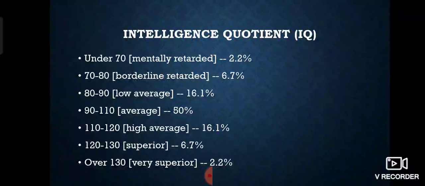And you could see that from the mentally retarded or under 70, there are 2.2%, and same with the over 130, which is very superior, 2.2%. So kukunti lang ang mga taong ganito, okay, as compared to those people having an IQ of 90 to 110. Okay, but then anyways, you try to check on this, no?